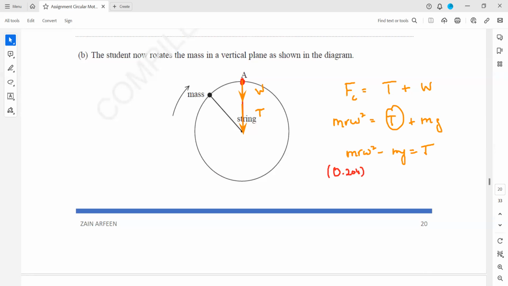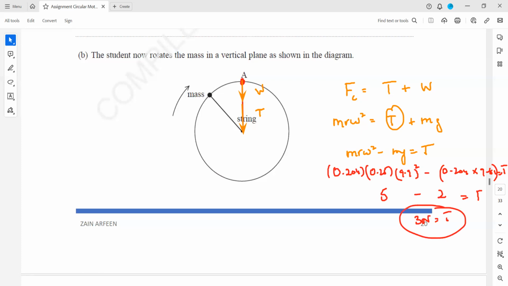The radius is the length of the string, which was 25 centimeters. We divide by 100, so it becomes 0.25. Omega is 9.9 squared, which was given in the question, 9.9 radians per second. M, the mass again, is 0.204 kg times gravity 9.81, which will give us the tension. When we simplify, this will be 5 and this is 2. So what is the tension? 5 minus 2 is equal to 3 newtons.